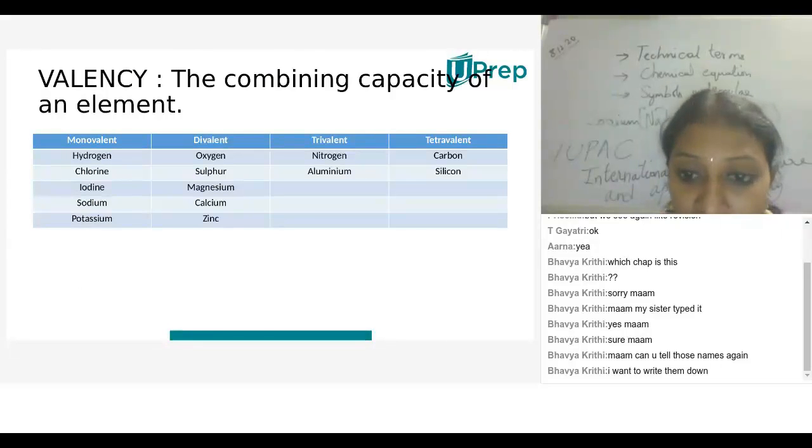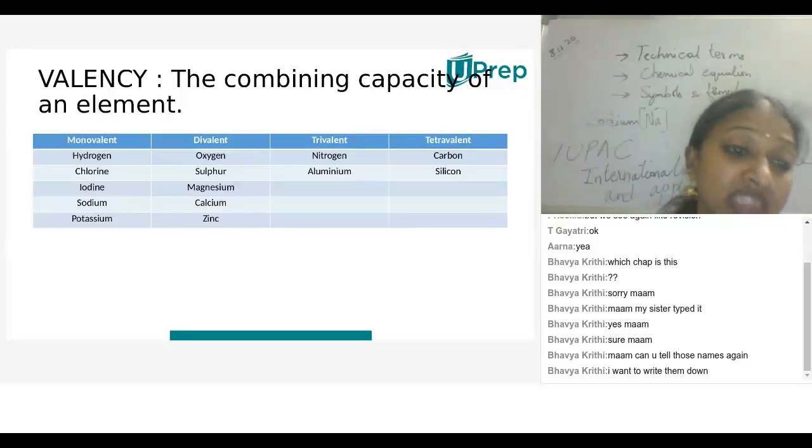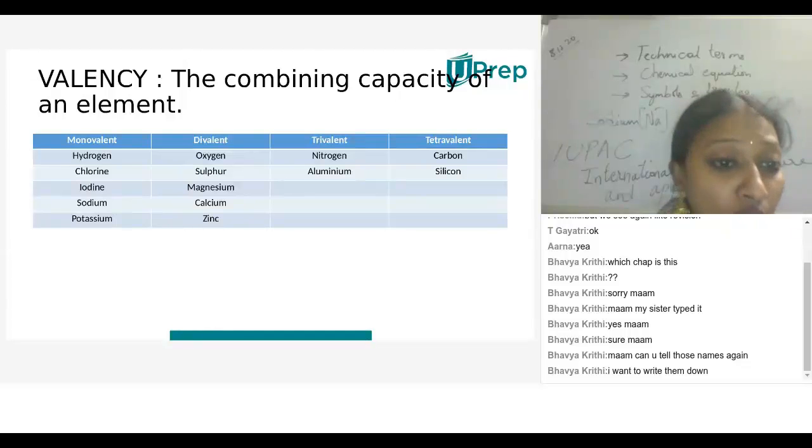Okay, very important. What do you mean by valency? Ma'am, valency is the number of electrons present in the last shell of an atom. So how will we get this balance? Do you know about electronic configurations, children?